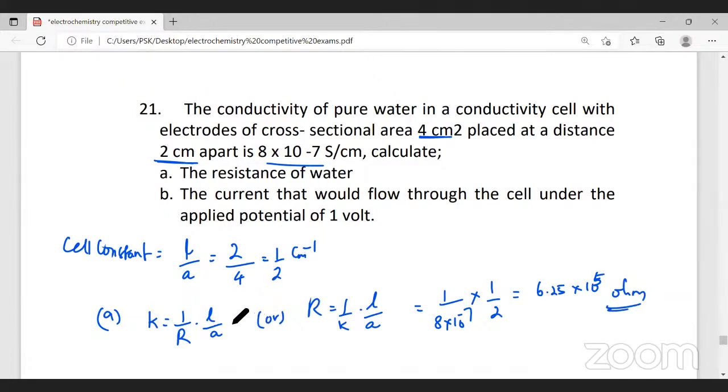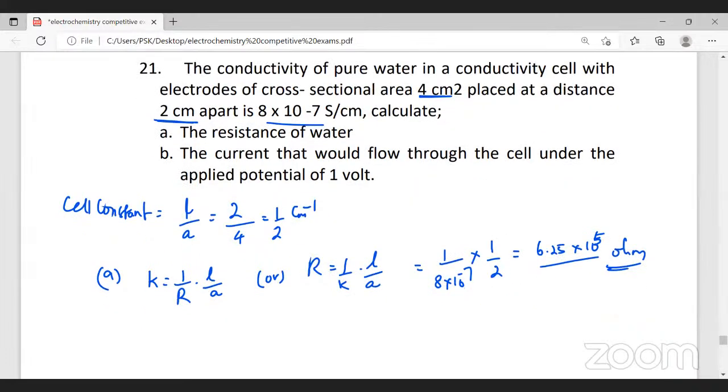This is the first part. This is the resistance of water. Water is also a very weak electrolyte, remember. So the resistance is more, that is 6.25 into 10 to the power 5 ohms.